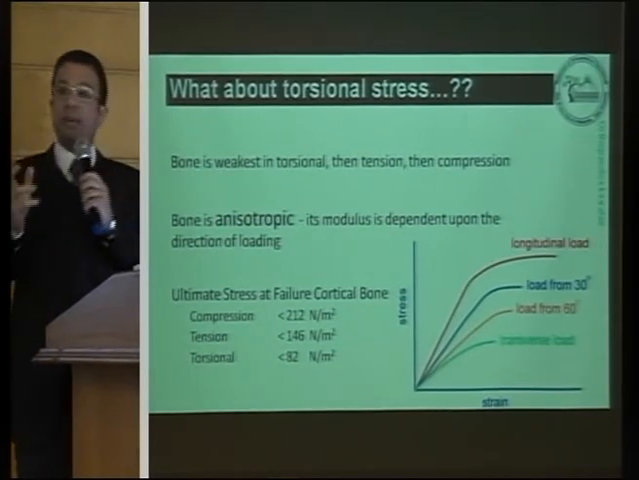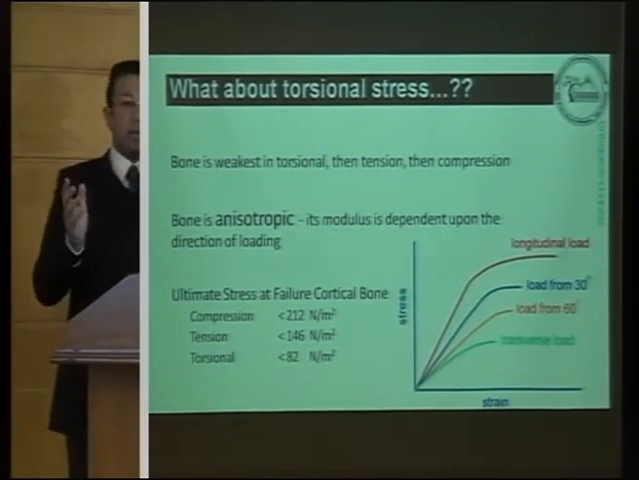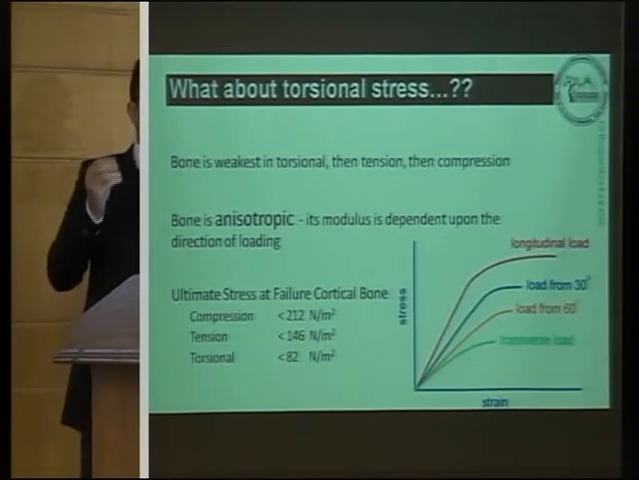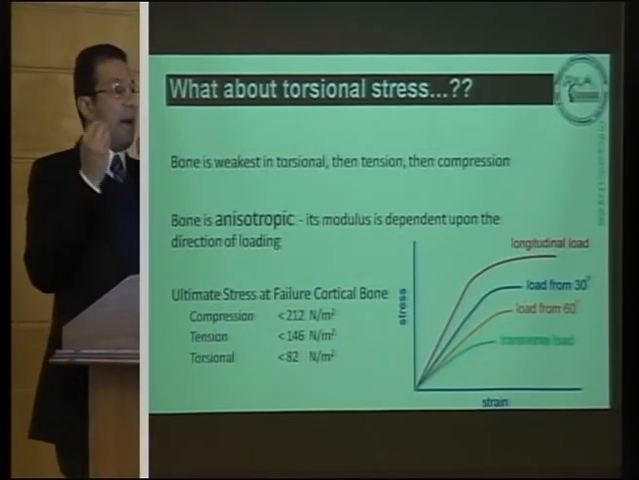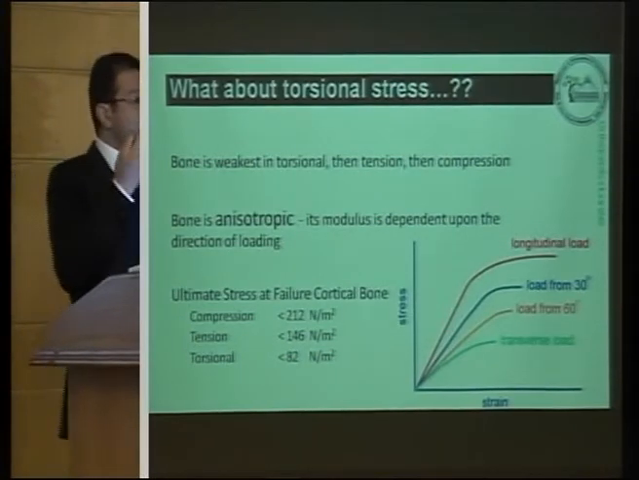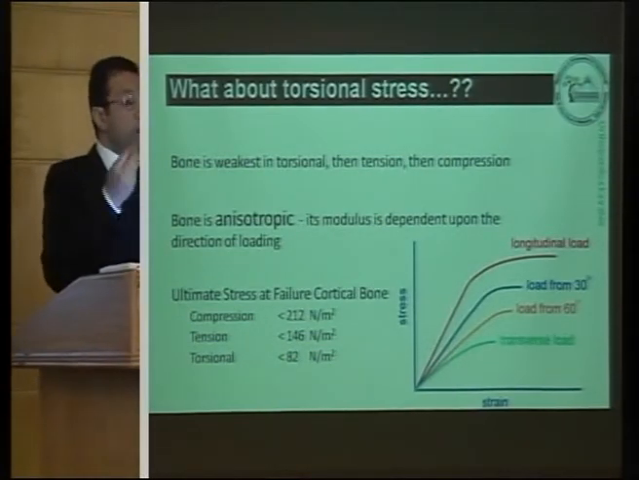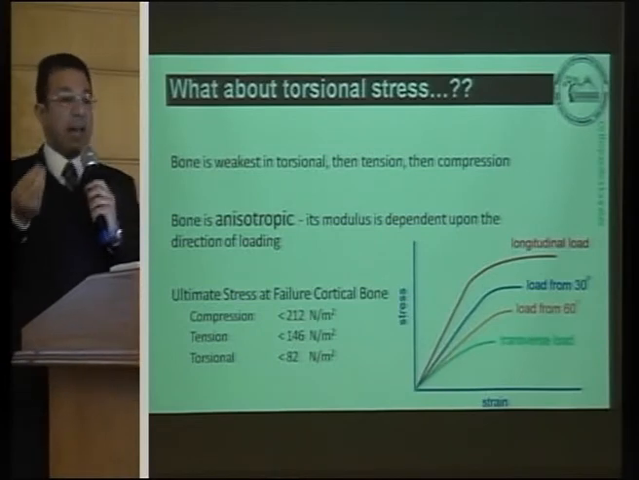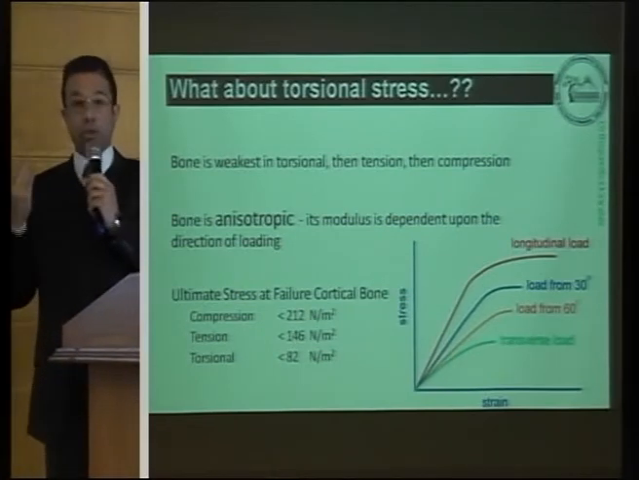And that's what we mean when we say the bone is anisotropic. Its modulus is dependent upon the direction of loading, so it acts differently according to where the loads come from. It's very strong in compression, weaker against tension, and very weak against torsion.